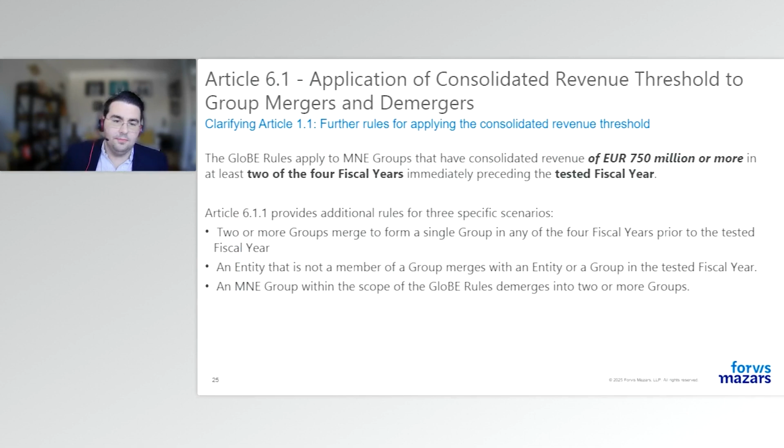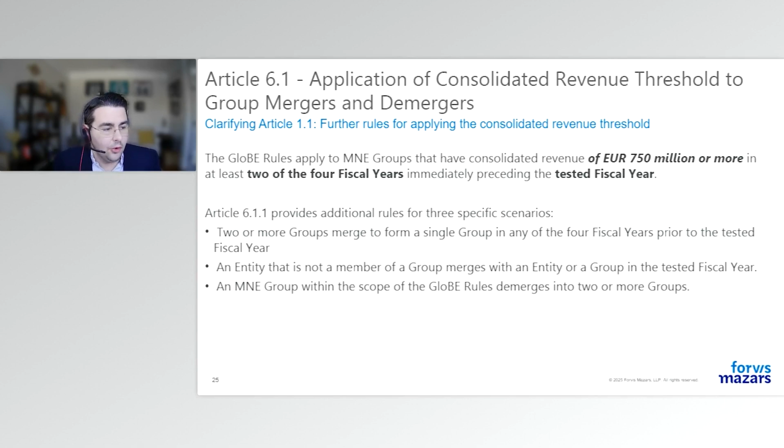So let's pierce a little bit into Article 6.1. As I mentioned earlier, the testing threshold is that in 2 of the last 4 fiscal years, you have to have euro 750 million or more. Now, what happens when you acquire an entity or spin off parts of your M&E group into different groups? That's what Article 6.1 is really talking about, and it talks about 3 specific scenarios.